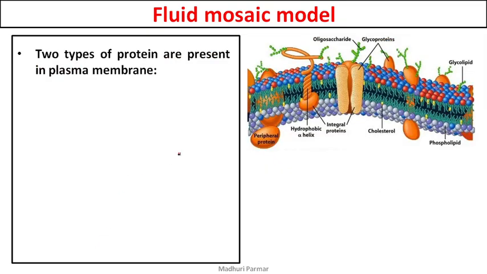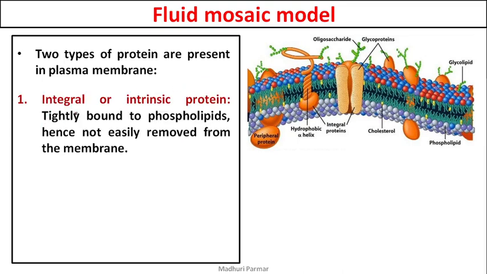Now we were talking about proteins, icebergs or gulab jamuns. Let us study them in detail. There are two types of proteins present in plasma membrane. They can be integral or intrinsic, meaning they are a part of the cell membrane. They will be either partially or fully embedded into the cell membrane. They are tightly bound to the phospholipid, so you cannot remove them easily from the cell membrane.